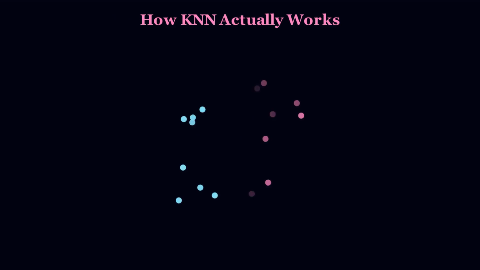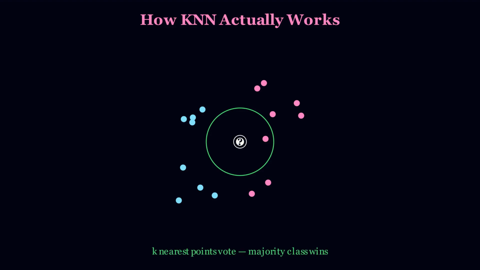Here's the whole algorithm start to finish. A new point shows up. KNN measures its distance to every stored point. Defines the K closest ones. That's where the name comes from. Those K neighbors vote. Majority class wins. That's the prediction. No training, no equations to solve, just distance and a vote.